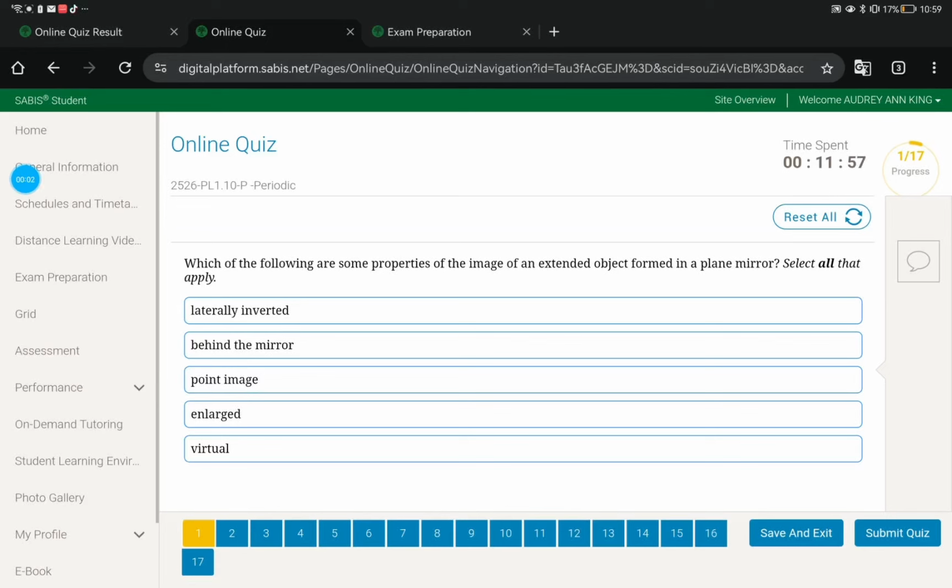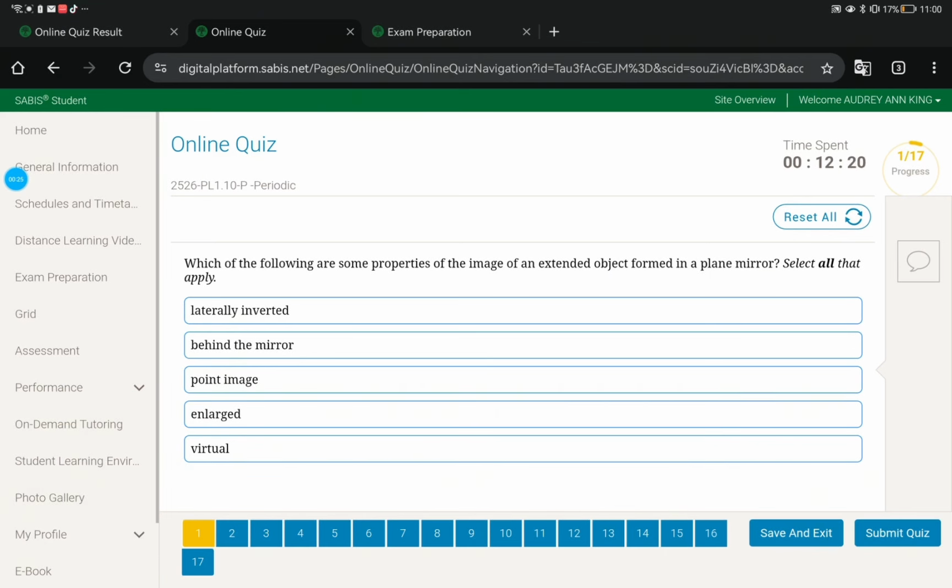1.10 to 1.16. Which of the following are properties of the image of an extended object formed in a plane mirror? So let's see our options. The first one is laterally inverted. Okay, let's say you're looking at yourself in a mirror. Here we're only going to talk about the reflection because it said object formed in a plane mirror.